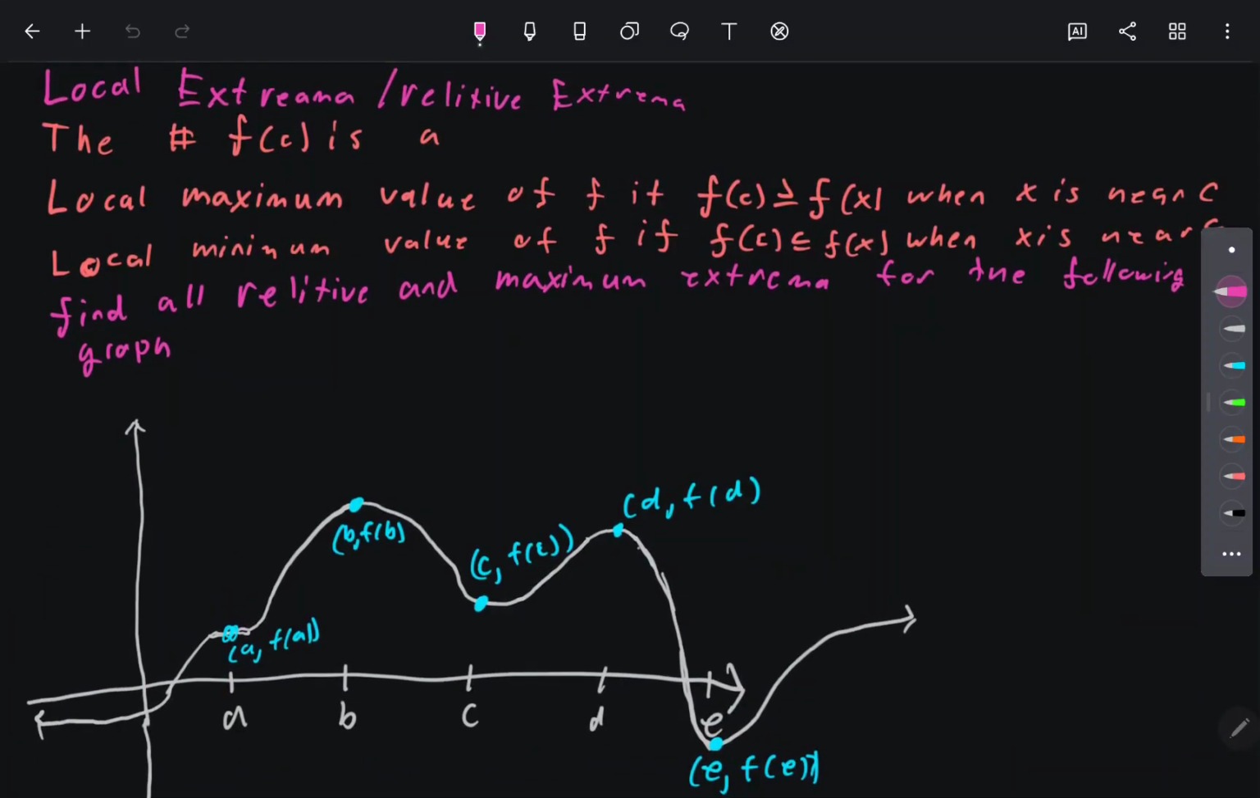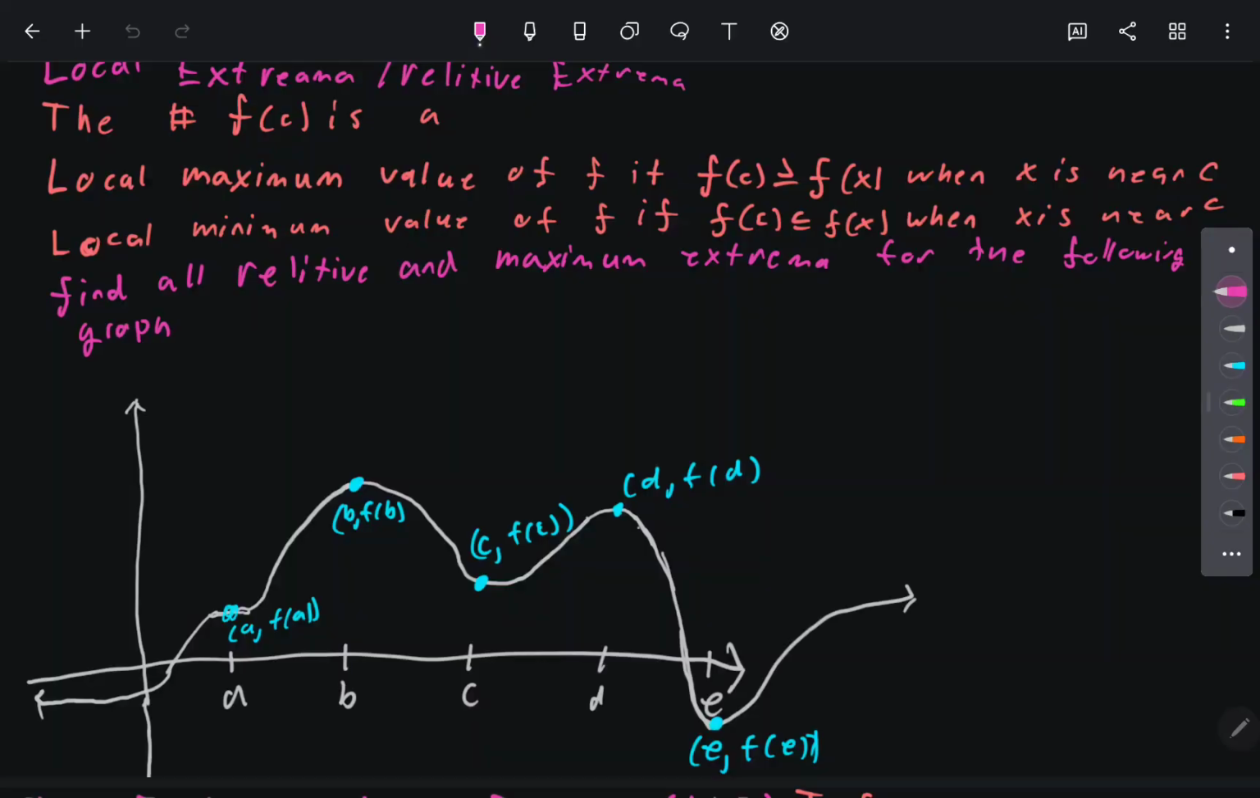Moving on, we now have to be a bit more specific, as we also have to deal with local extrema. So what is the difference? The number f of c is a local maximum value of f if f of c is greater than f of x when x is near c.